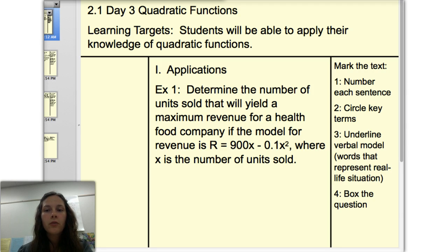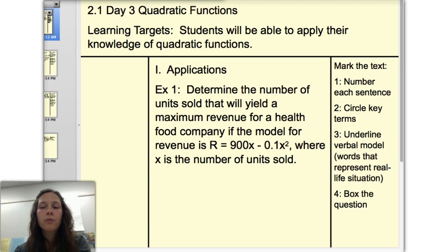So hopefully some of you are familiar with marking the text in maybe an English class or social studies class when you're reading a document and you would number the paragraphs. In math, typically we don't have paragraphs for word problems. In our case, we're going to number each sentence, and this would be where we would go back in class and talk about, in this sentence it says XYZ. Well, this first example has one sentence, so we can kind of skip part one.